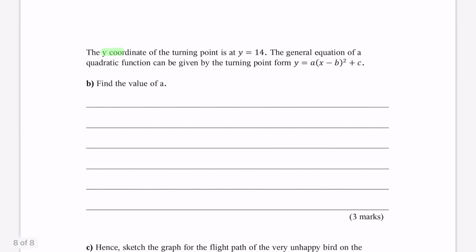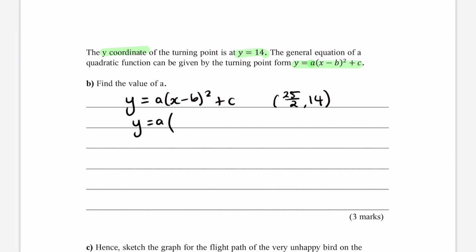Then it asks for the y-coordinate. Actually, no, it tells us that the y-coordinate is 14. And what it's asking us is to find the value of a in this turning point form here. So we know the turning point is at 25 on 2 and 14, so we know that the equation looks like this: y = a(x - 25/2)² + 14.